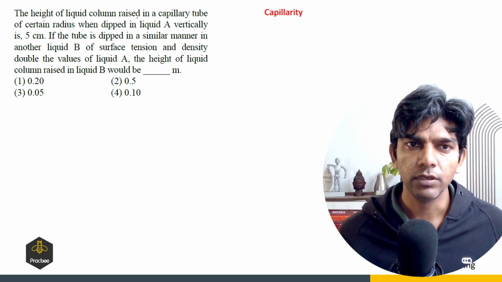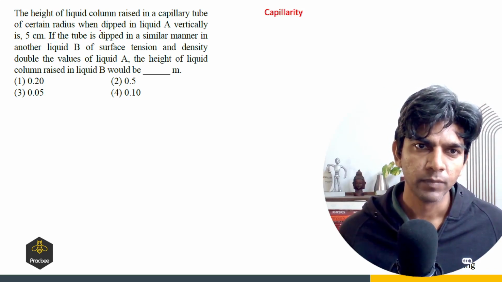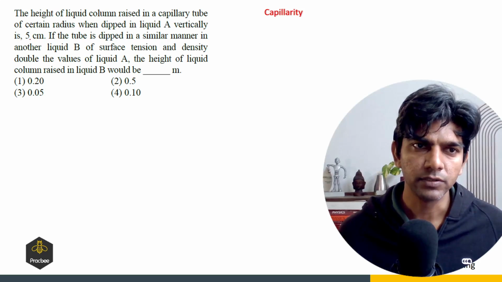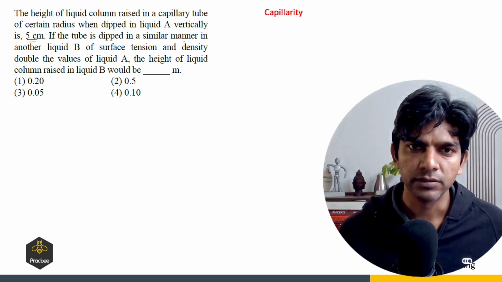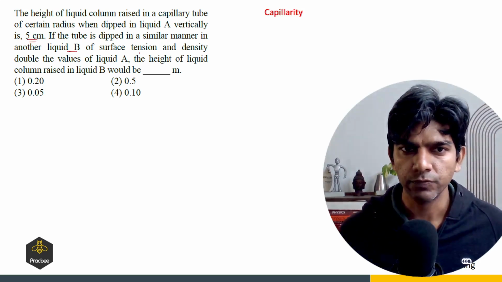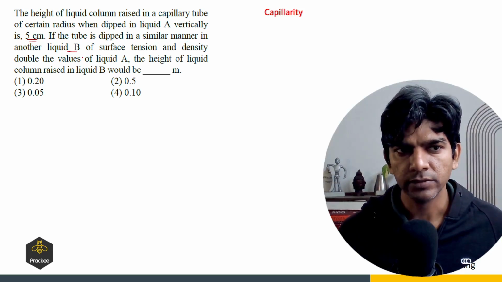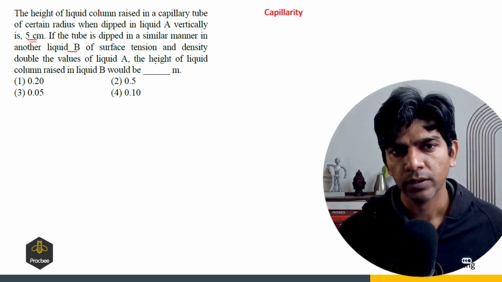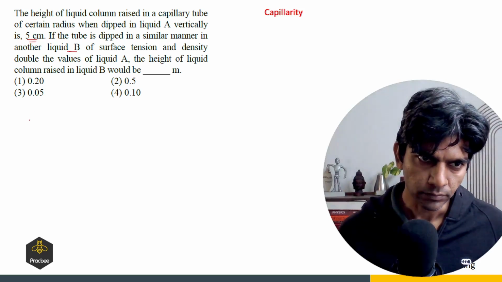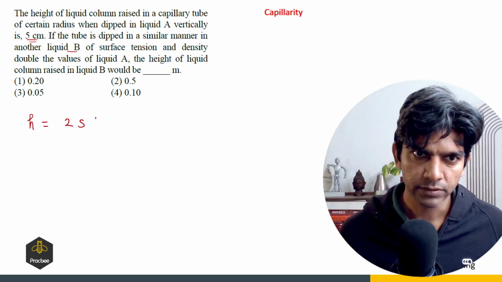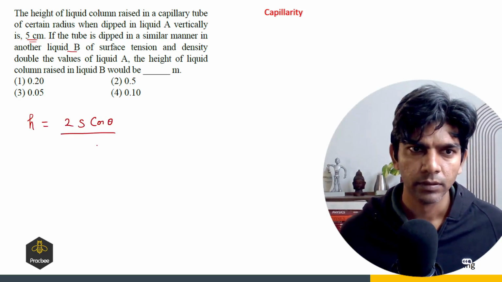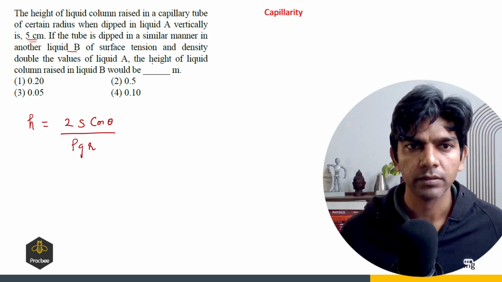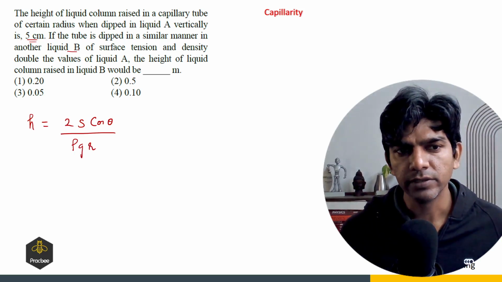The height of the liquid column raised in a capillary tube of a certain radius when dipped in a liquid A vertically is 5 centimeter. If the tube is dipped in similar manner in another liquid B of surface tension and density double the value of liquid A, the height of the liquid column rise in liquid B will be? Okay, so here h is 2S cos theta by rho g r. So the liquid is different, so S will be different, right? Surface tension and the density both are double, right?